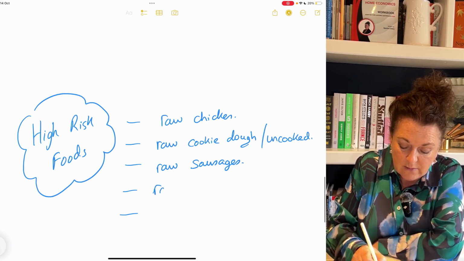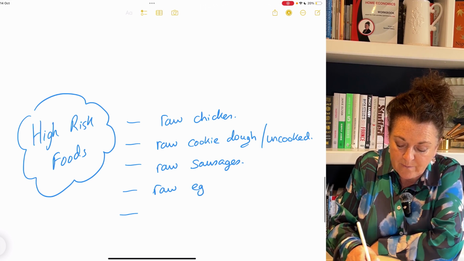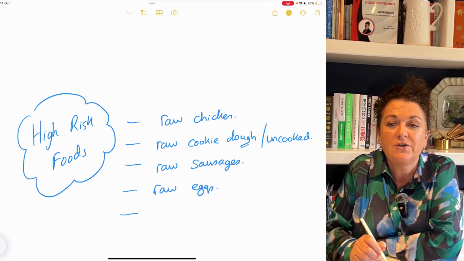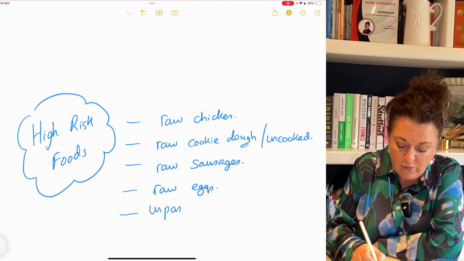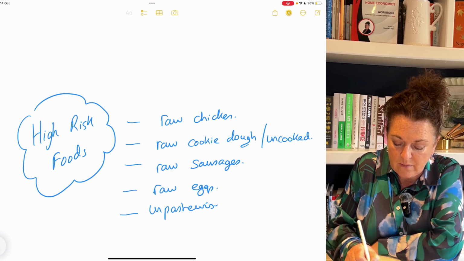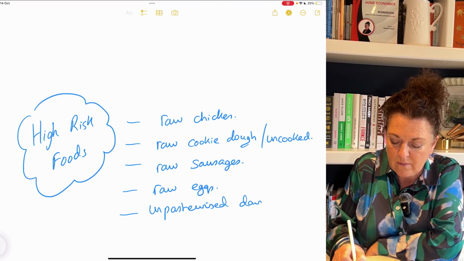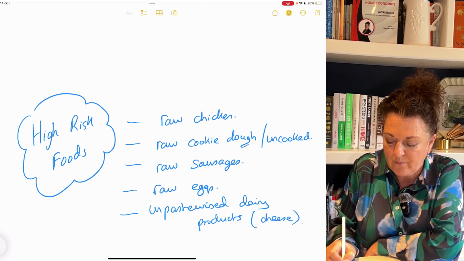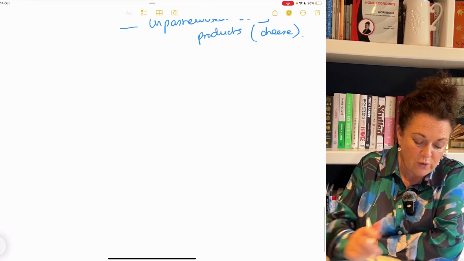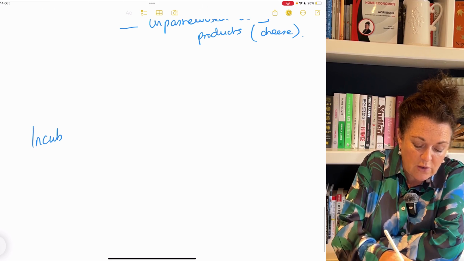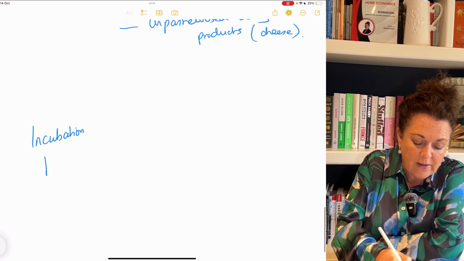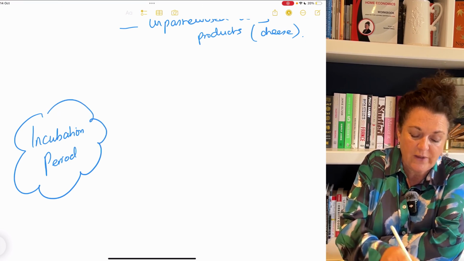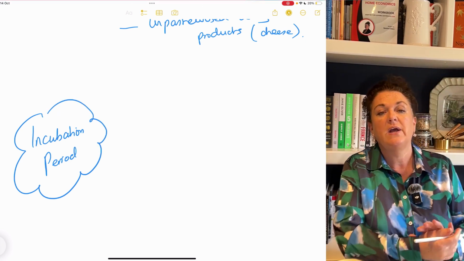Eggs, raw eggs, and unpasteurized dairy products, say like cheese. And finally, we've one other word for Salmonella, and it's called incubation period. Now, what exactly is the incubation period? There's a definition in your notes.